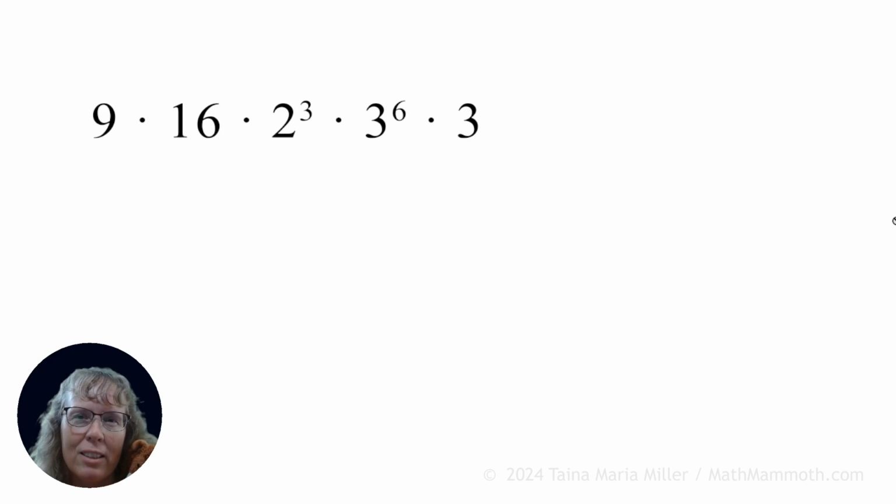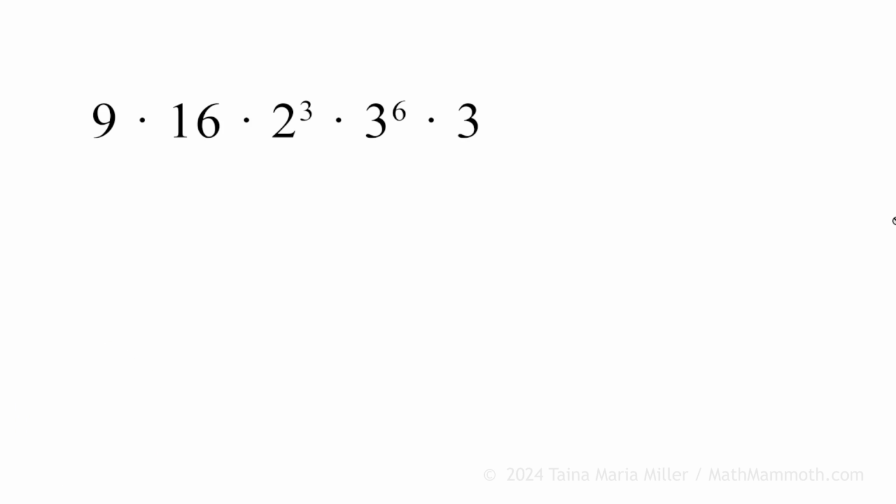Now in this one, we're going to simplify it. We're going to write it in a shorter way using the fewest powers and fewest bases possible. We have here 9 and 16, 2 cubed, 3 to the 6th. And then times 3. So we have at least two bases, 3 and 2, 16. Well, it so turns out, you probably know, that 16 can be written as a power of 2. 16 is actually 2 to the 4th.